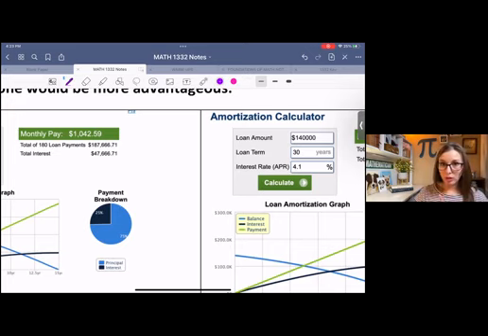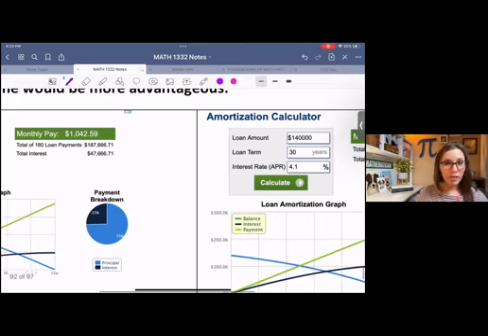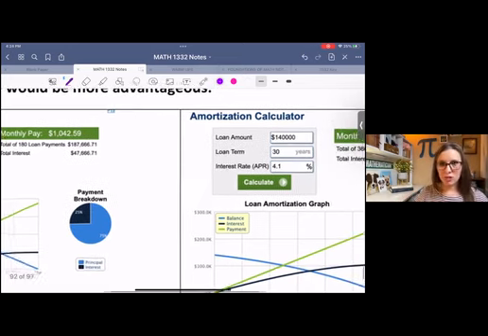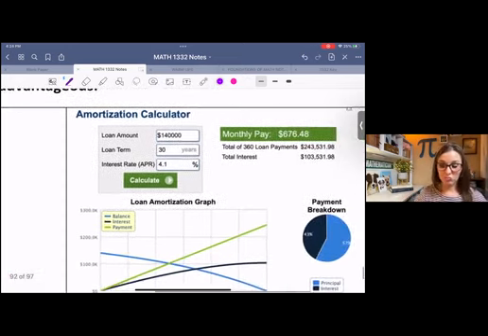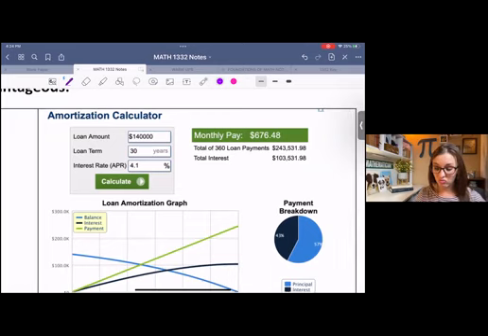In the second loan, a 30-year loan, remember that monthly payment was much lower, and that seems so appealing, to have a lower monthly payment, because then more of your money can go to other things, right? But let's look at the interest that we pay on a 30-year loan. $103,531 in interest on a $140,000 house. So that is not fun. That is not good.